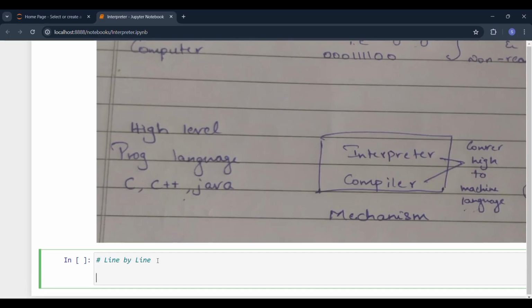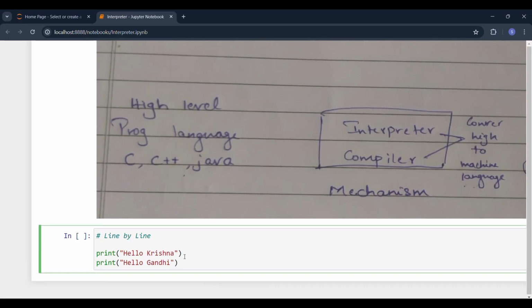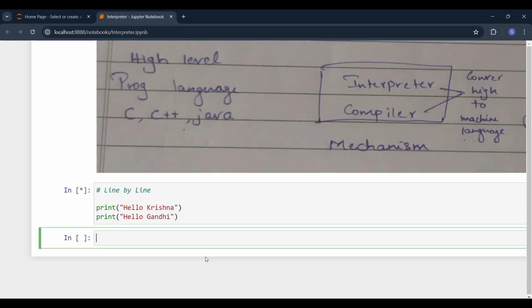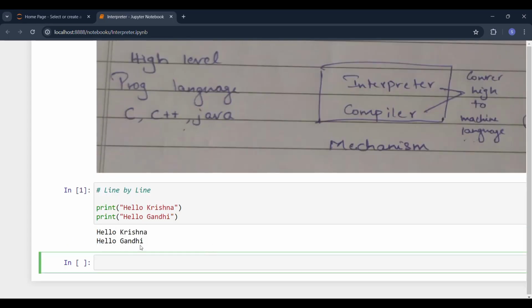Let me print hello Krishna, and again I will print hello Gandhi. Now what happens in Python is that the interpreter checks the first statement first. If there isn't any error in the first statement, then the next statement will be executed. So if I execute this, you can see hello Krishna, hello Gandhi.